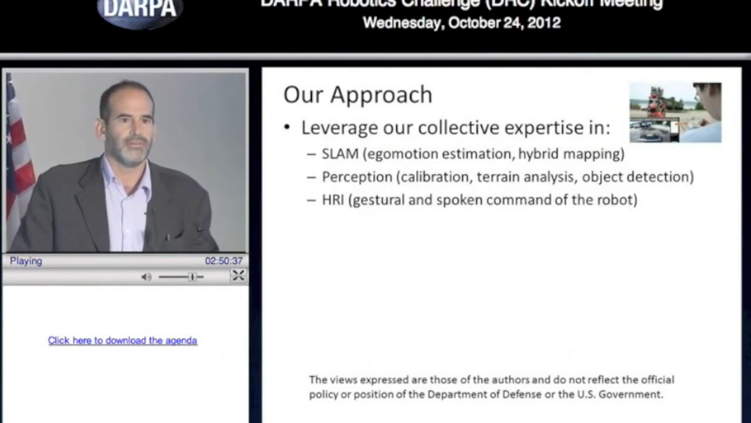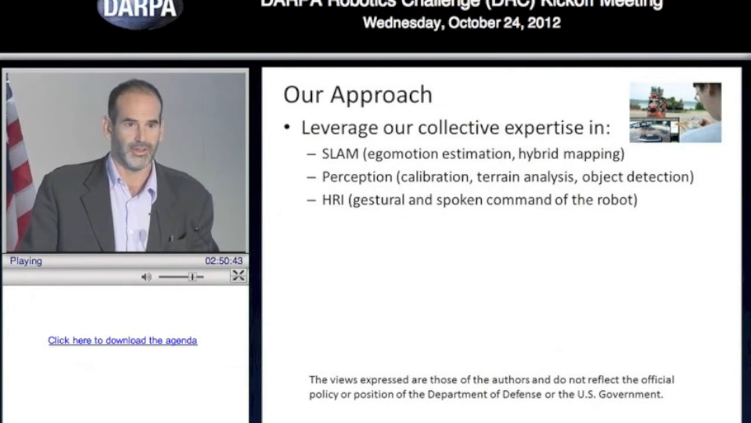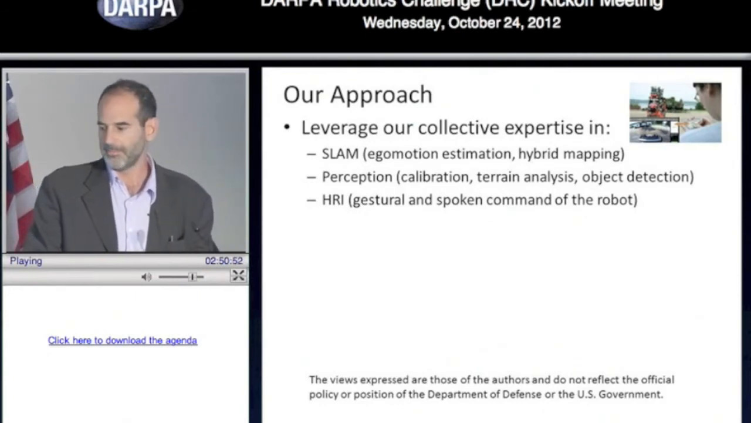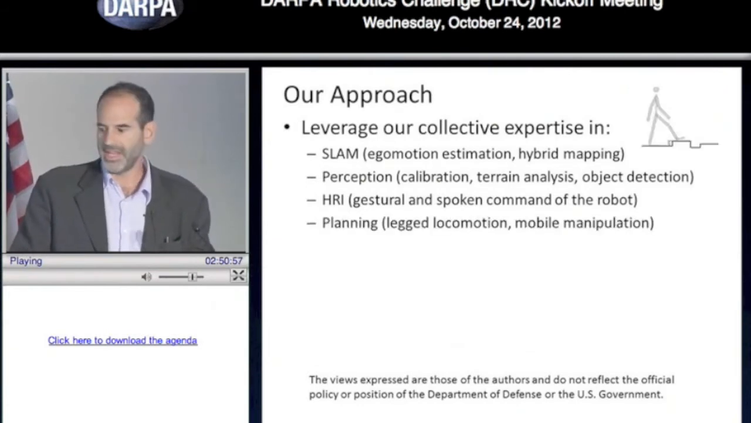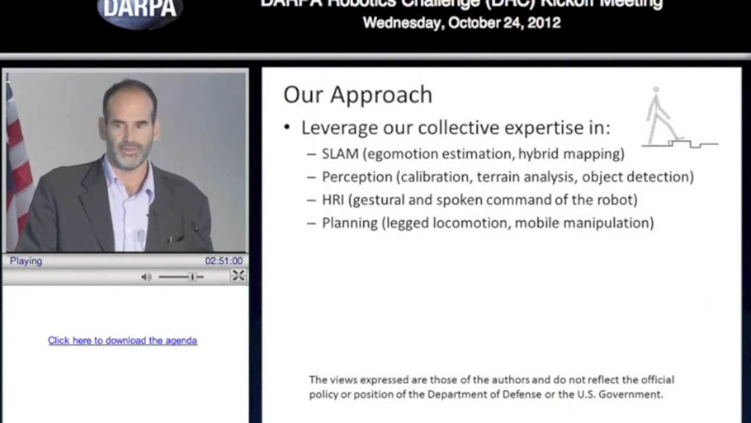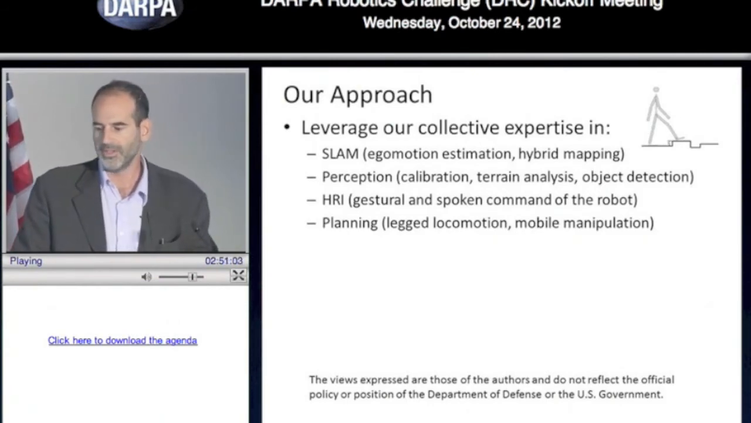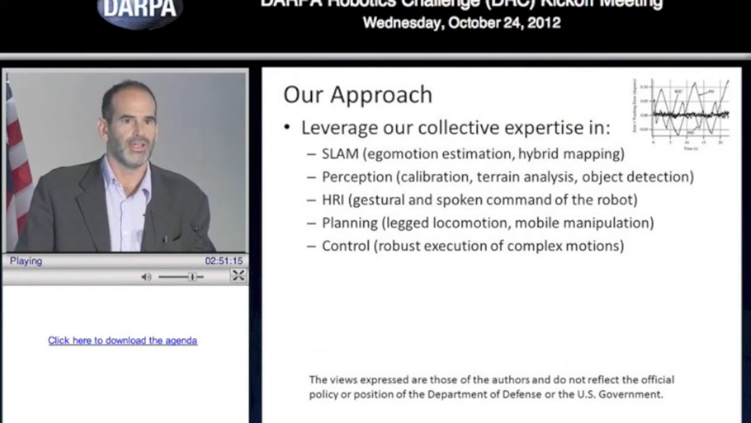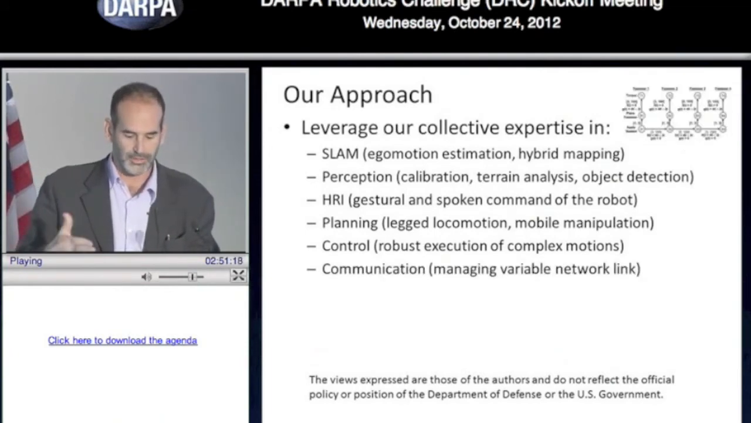Also, human-robot interaction. One of our projects involved a semi-autonomous 3-ton forklift that's shown there in the upper right that's commanded through speech and gesture. You can point to things in the environment, ask it to pick them up, transport them around, and replace them. It's currently being taken over by TARDEC. We have expertise in planning, legged locomotion, mobile manipulation of various kinds of robot bodies and task domains, including things like EOD and palletized supply handling that I just mentioned. Control and robustly executing complicated motions. Communication, which of course is going to be important here as we tackle this varying quality network link.